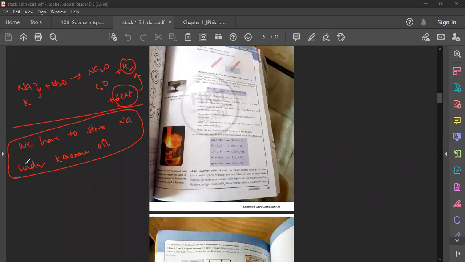To avoid contact with air and water. Very good. But till now I explained only that, right, Vedika? Okay, I'll explain once again.